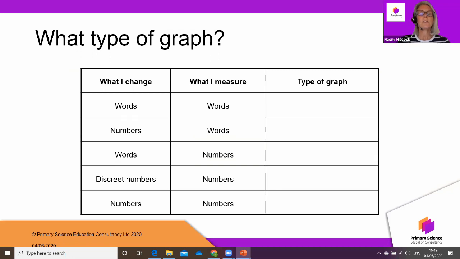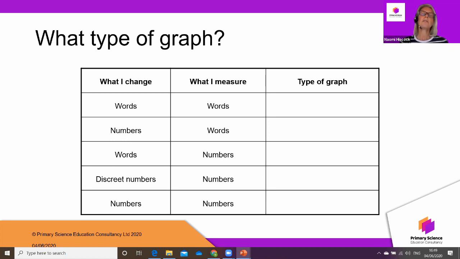So we've talked about tables and different ways that you can gather data and support children to develop tables, and other types of presentation in classifying and pattern seeking. And I want to now move on to focus on presenting in graphs, and this is particularly to do with comparative fair testing and pattern seeking.